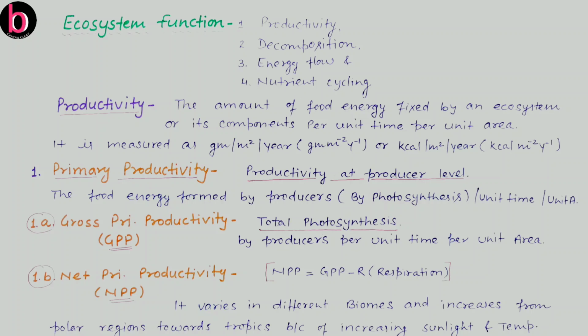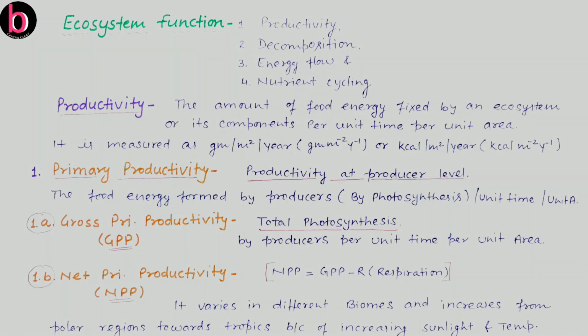So what is primary productivity? This is productivity at the producer level. Plants are considered as producers. So how much they are producing is known as primary productivity. Primary productivity is about the food energy formed by producers, mainly by photosynthesis but may also be by chemosynthesis by chemosynthetic bacteria, per unit time per unit area.